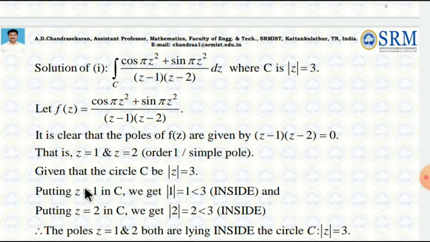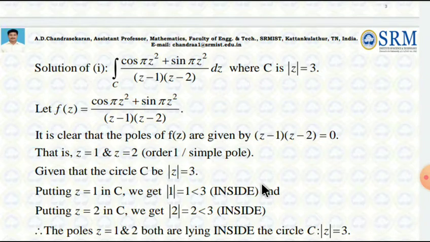Got it? So let us substitute the first pole z = 1 in C in place of z. We get modulus of 1 is 1. It is obvious that it is less than 3, so it lies inside the given circle. In a similar way, let us substitute z = 2 in C. Modulus of 2 is 2, and 2 is also less than 3. That means both the poles lie inside the given circle.